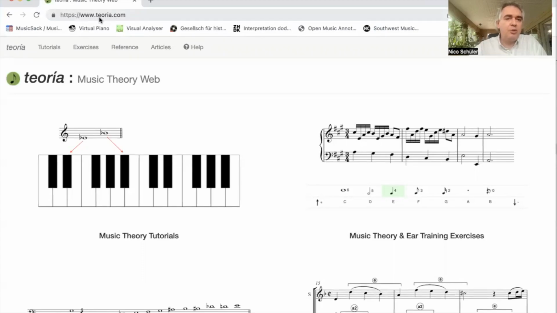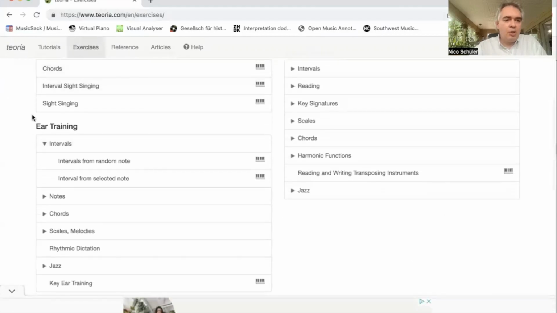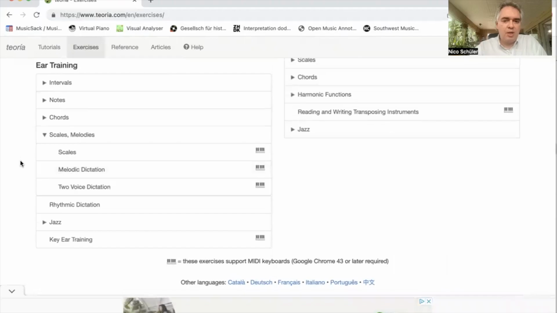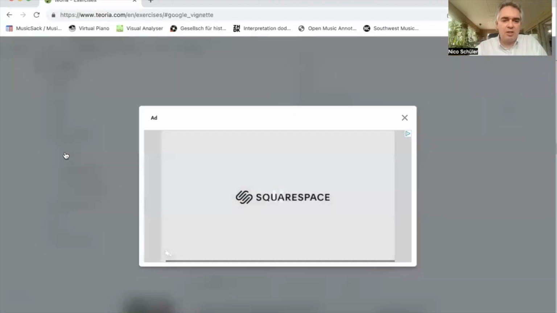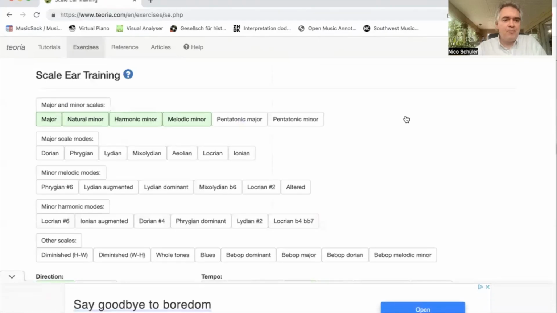Theoria.com is TEORIA.com. So there's no H in there. So go to Theoria.com, click on exercises, and then look under ear training, and then click on scales, and then click on scales again. And we will X out the advertisement. And now you can select which scales you want to practice.